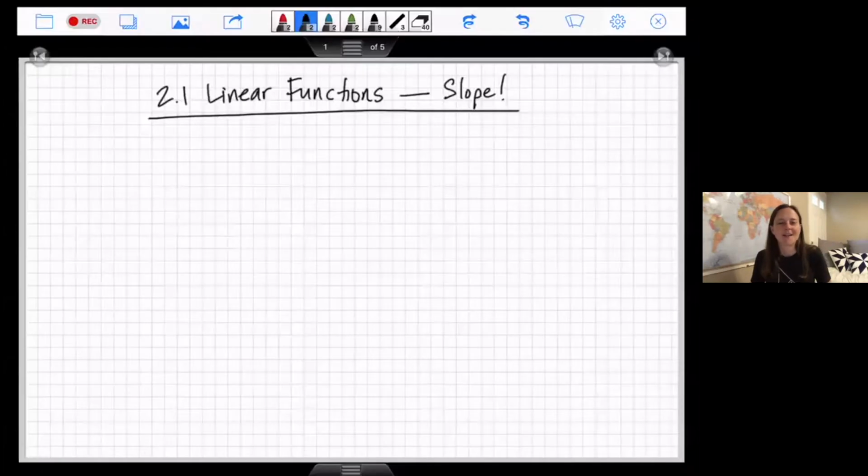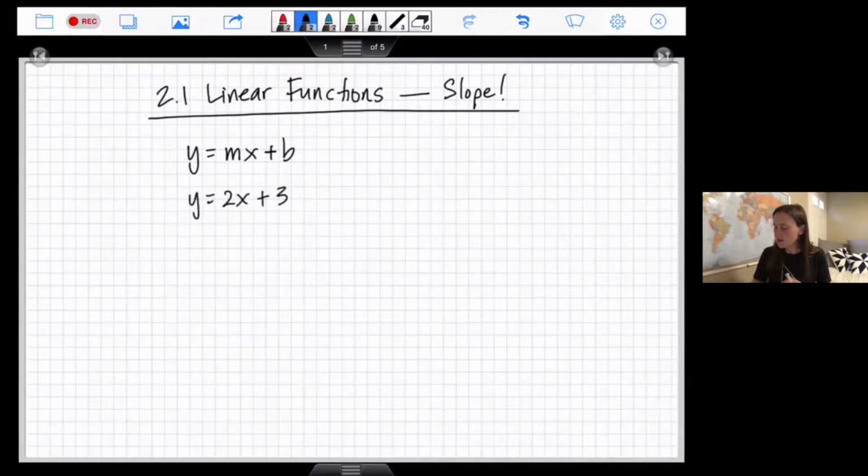We are talking about lines today, and these are your regular old y equals mx plus b lines from high school. So a lot of this should look familiar, mx plus b. And with those m's and b's, your line might look like y equals 2x plus 3. Okay. M and b are numbers in those lines.